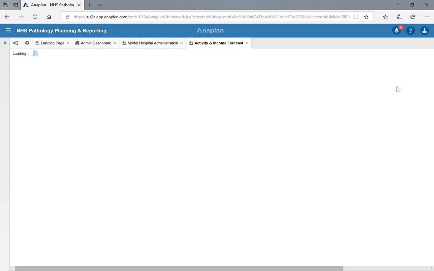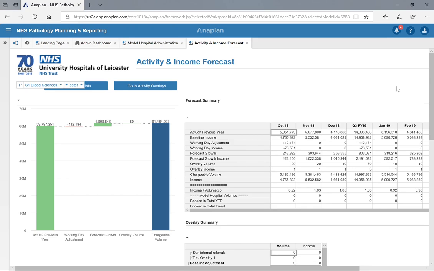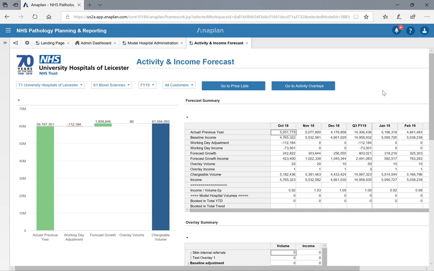Activity data is imported for each individual test, service specialty, trust site and requesting customer combination per financial period. This enables bottom-up statistical forecasting to be applied. A distinction can also be made between those tests that are charged for and those that are reportable, such as calculated tests, but not charged.